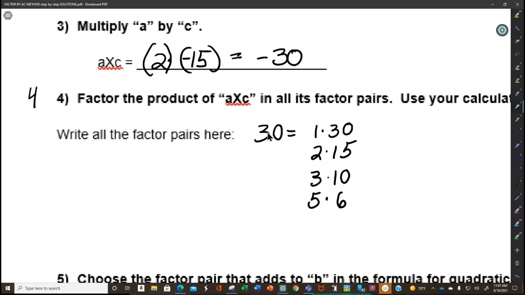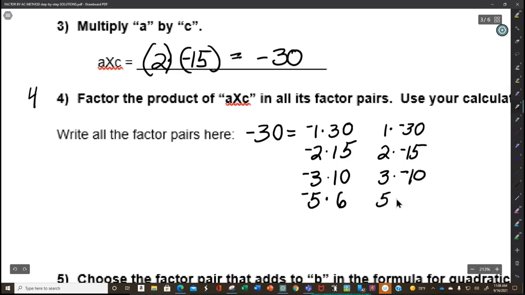Okay, now, but this is not positive 30, it's negative 30. So one of these numbers has to be negative. So I start out like this, and then I write the numbers again, but I switch the negative sign. This works for me. Because this is a negative number, if I multiply two numbers together, one of those numbers has to be negative. Okay, so there are my factor pairs.